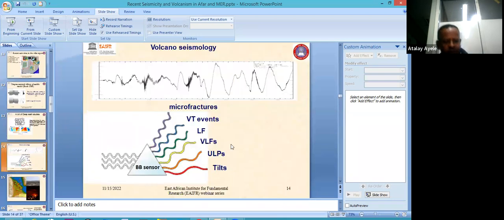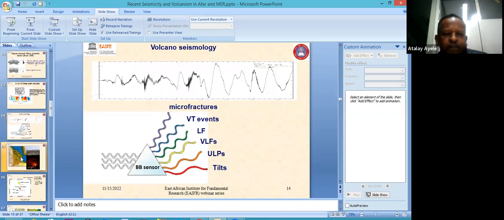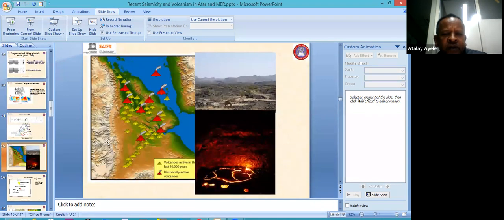If we run a broadband station in our region, we can find a bunch of activities like microfractures, volcanotectonic events, low frequency events, very low frequency ones, ultra long periods, and tilt. So broadband seismology is very useful in our region for volcanoseismology, especially the Afar, where most of the active volcanoes are hosted, and also dike intrusions.